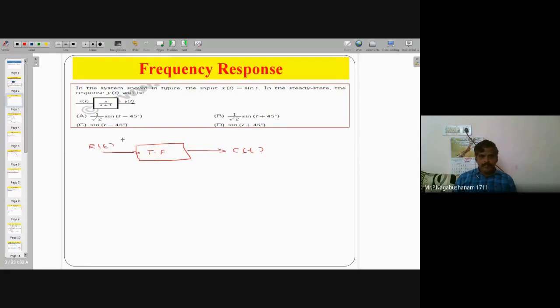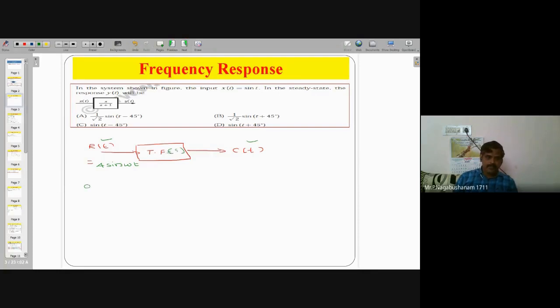They will ask, assume the input is, let me use a different color, A sine omega t. So they will ask directly, even though the input is time domain and the output is time domain, the transfer function is in the S domain. They will ask what is the output.